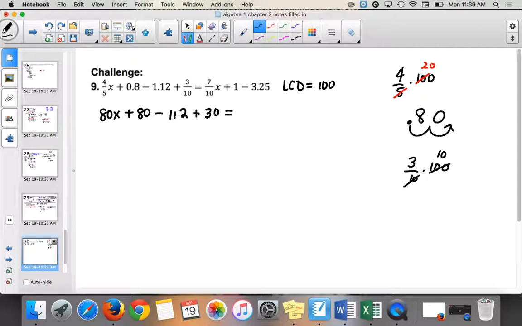You guys are giving up on me, aren't you? 70x plus 1 times 100 is 100, minus 3.25 times 100 is 325. Does this look much, much easier? Yes. It does look much, much easier.